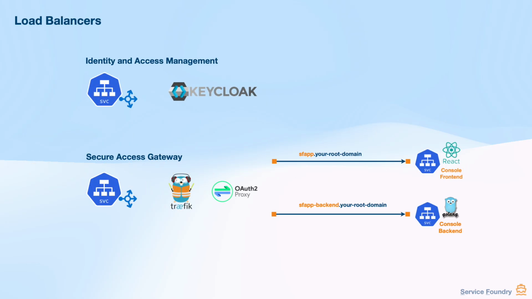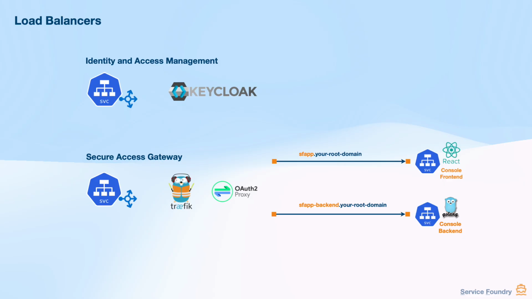This slide illustrates how Service Foundry automatically provisions two types of Kubernetes load balancer services to securely expose the front end and back end of the console application. At the top, we see Keycloak, which handles identity and access management, IAM. It provides centralized authentication and issues OAuth tokens that will be used across the platform.